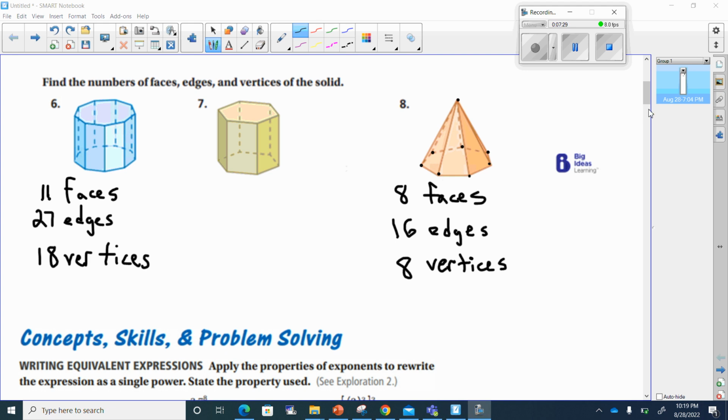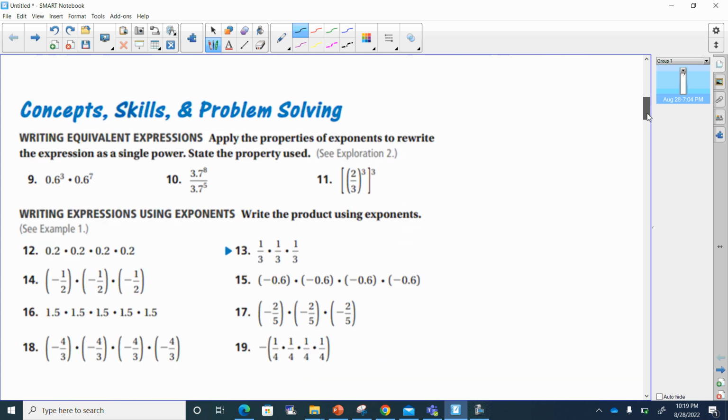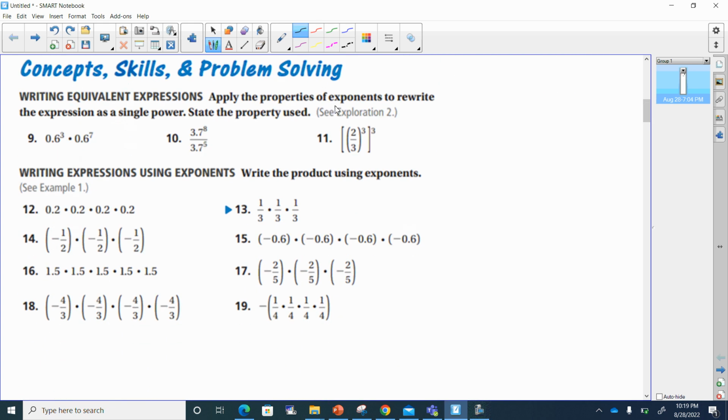All right, let's go down to number 10. It says apply the properties of exponents to write the expression as a single power. State the property used. All right, if I do number 10, this is going to be 3.7 to the 8th over 3.7 to the 5th. We're going to use division, right? So this is going to equal 3.7 to the 8 minus 5.